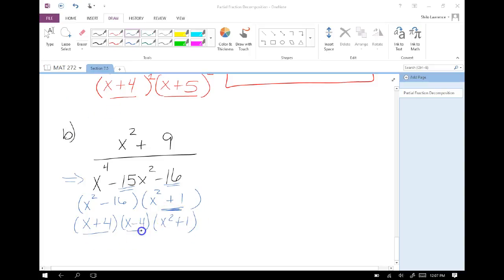So I've got two linears and a quadratic. There are three different factors. Two linears and a quadratic, which is three different factors. I'm going to have three different fractions. None of them are repeated. None of them have a power on the outside. So I get to separate them all into their own individual fractions.